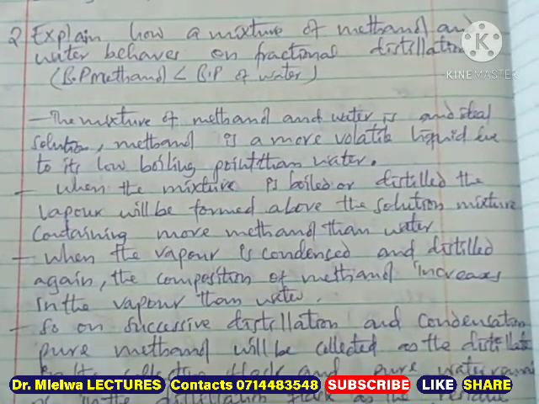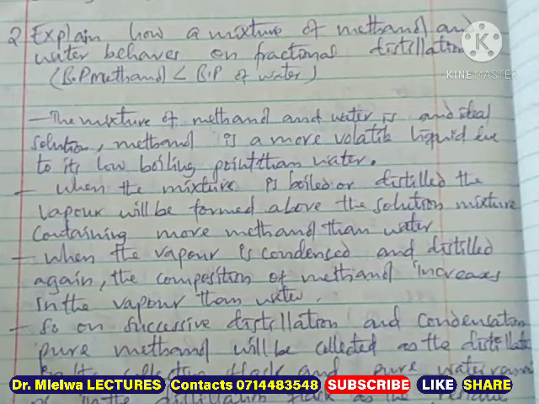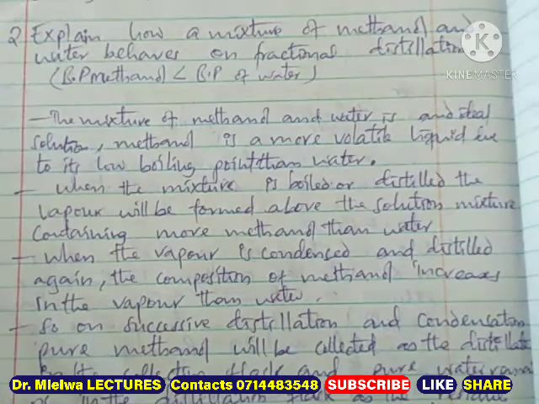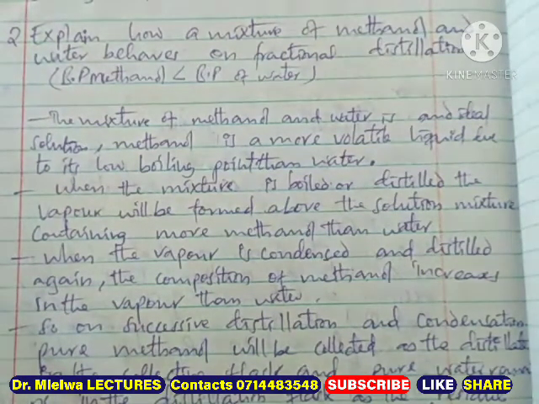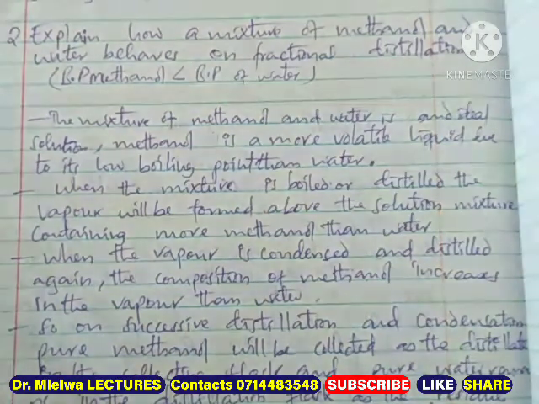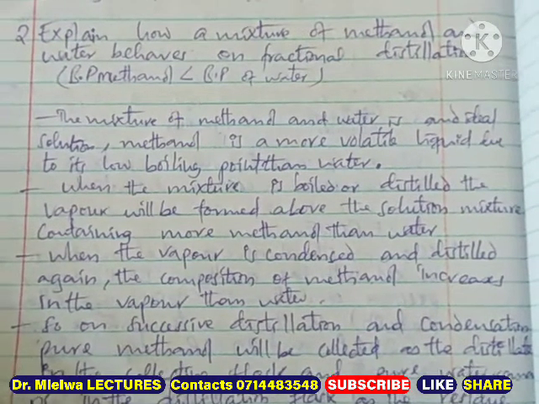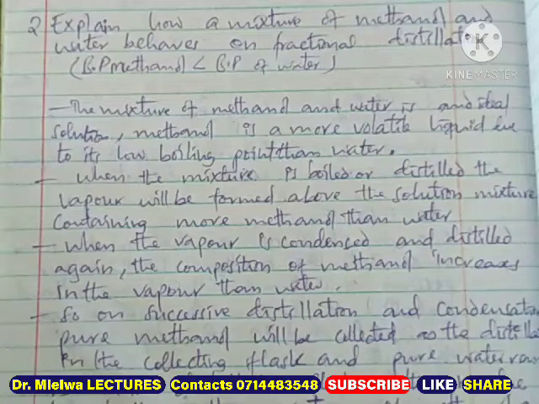Question number 2: explain how a mixture of methanol and water behaves on fractional distillation. Methanol is an alcohol, but a small one. Approximately, the boiling point of methanol and that of water can form just an ideal solution. So the mixture of methanol and water is an ideal solution. Why? It is because they are not so much different in boiling point.